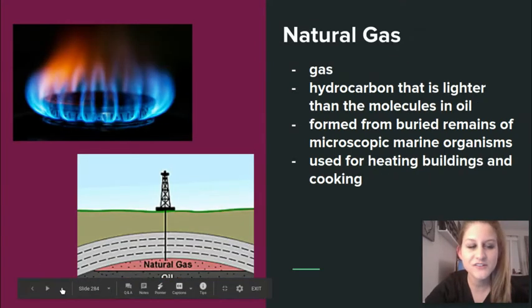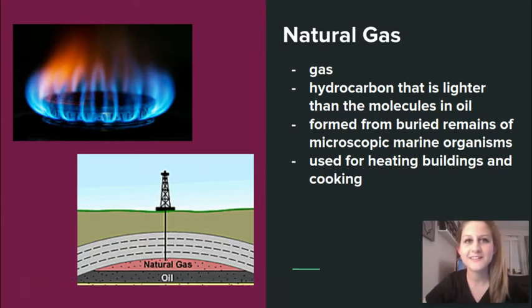And then lastly, let's talk about natural gas. Natural gas is in a gas form. It's not a liquid or a solid. It is a hydrocarbon, just like oil is. However, it's lighter than the molecules found in oil. Natural gas is formed the same way that oil is formed. It's formed from buried remains of microscopic marine organisms.